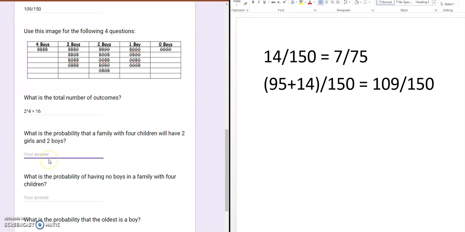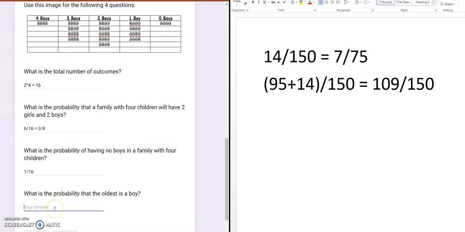What's the probability that a family of 4 children will have 2 boys and 2 girls? Well, remember, this is missing 1, and 2 boys, 2 girls should have 6 possibilities. So that's 6 out of 16, which is 3 out of 8. What's the probability of having no boys in a family of 4 children? Well, that means all 4 girls, 0 boys. That's going to happen once, theoretically, out of 16 times.